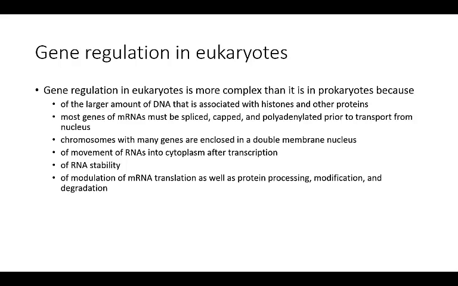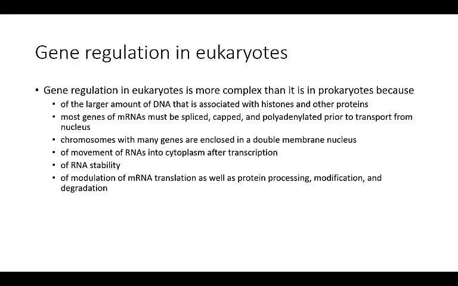So now we're going to talk about gene regulation in eukaryotes. As I mentioned before, eukaryotes are going to be a little bit more complex than the prokaryotes, and the reason for this is because, first of all, they have a lot more DNA. Prokaryotes are usually fairly small in their genomes, and typically the eukaryotes are going to be quite a bit more. Also, the DNA that's there in the eukaryotes is typically associated with proteins known as histones and other proteins as well.